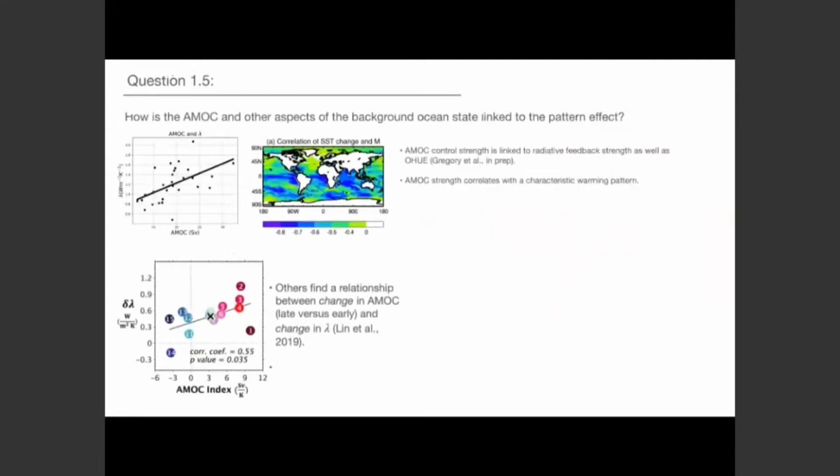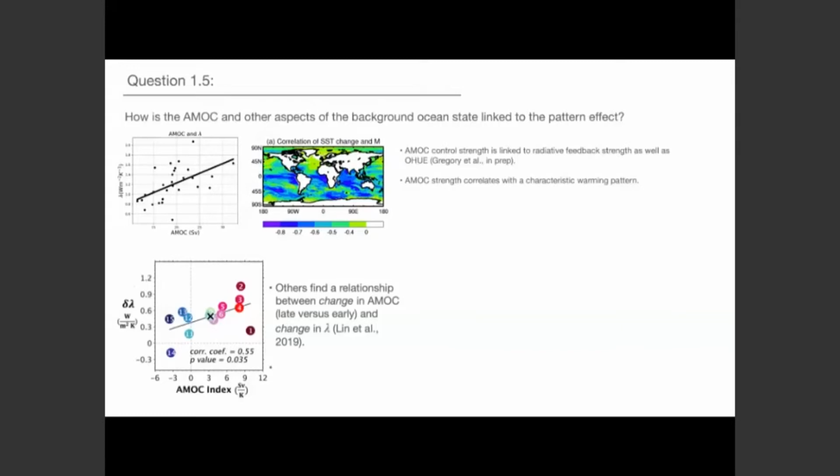I call this question 1.5 because I think it's quite related, but another thing that has come up that I find really interesting is what is the relationship between AMOC and other aspects of the ocean's background state and radiative feedbacks and perhaps the pattern effect. This on the top, thanks to Jonah for sharing this with me, is some work from Jonathan Gregory and co-authors, the paper that Jonathan talked about yesterday. What they're showing on the left is the relationship between lambda on the y-axis and AMOC, and you see that there is some correlation between those two.